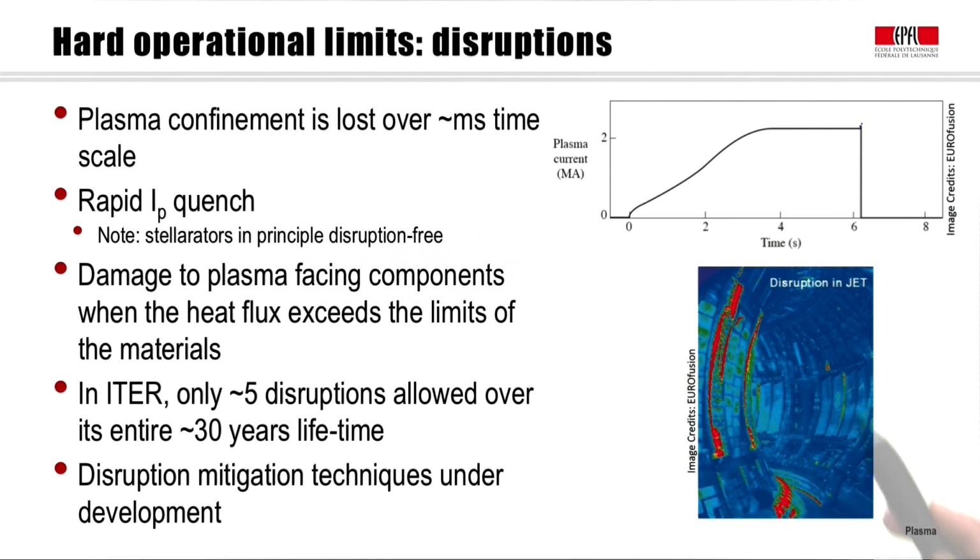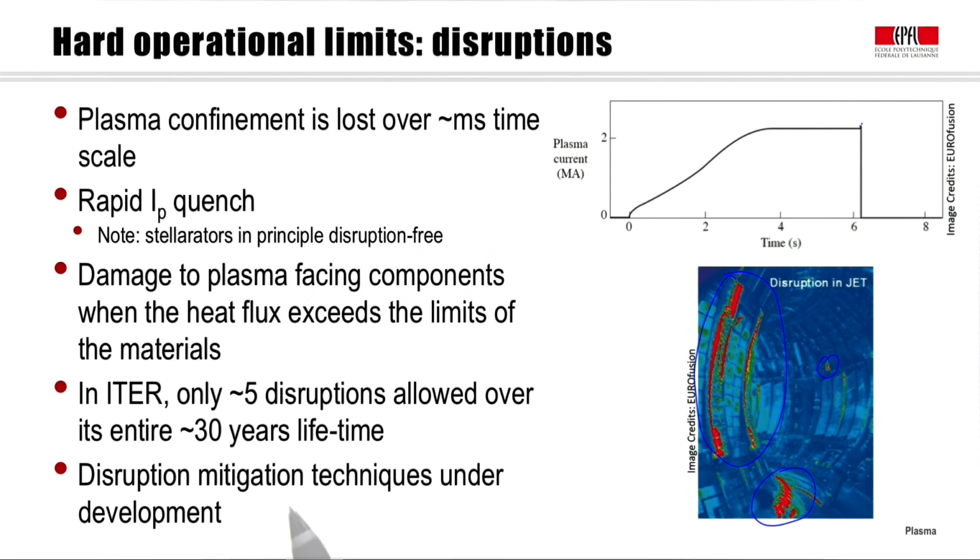We can look here at a photo of a disruption in JET, and we see these patches of red along the plasma wall. We see one here at the bottom of the machine, and clearly in this area of the machine, on the high field side. In fact, these patches of red are areas where the plasma touches the wall.